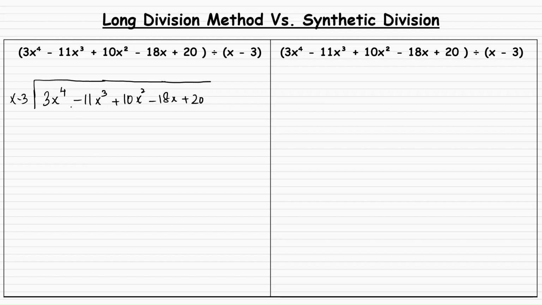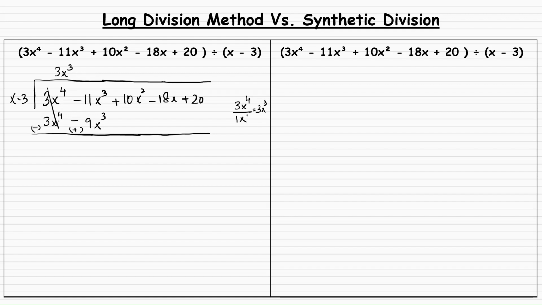Start with the process. Take the first term in the dividend, 3x4, divided by the first term in your divisor, x. 3 divided by 1, 3; x4 divided by x1, x cube. That's my first term in the quotient, 3x cube. Now multiply 3x cube with all the terms of the divisor. So 3x cube with x gives me 3x4. 3x cube multiplied by minus 3 is minus 9x cube. Subtract, and when we subtract, we change the signs. So this plus 3 would be minus and minus 9 would be plus.